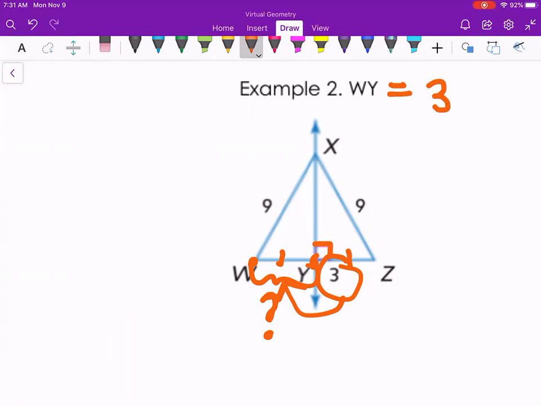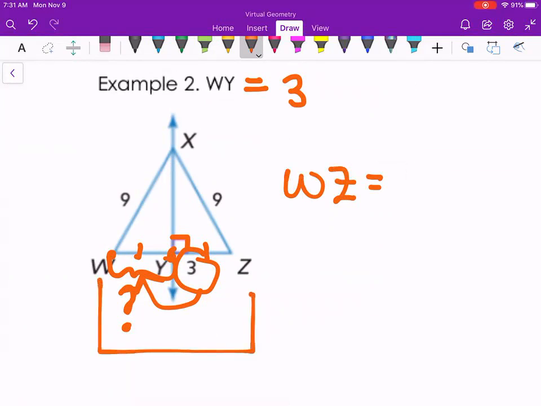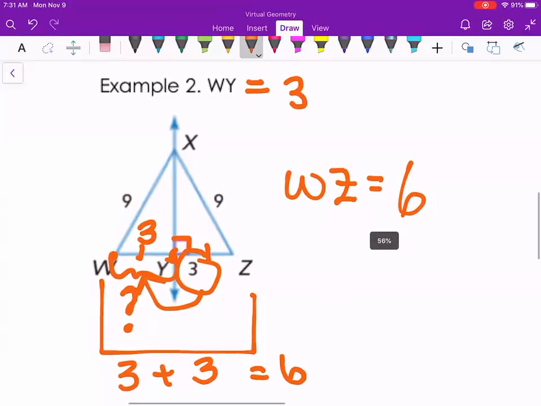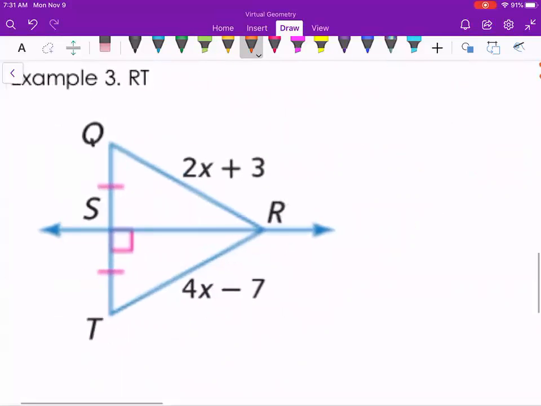Well, what if I needed the whole way across? We don't specifically need it for this question, but we're going to go ahead and do it. So let's say we needed WZ. WZ is all the way across. Well, remember, if one half is 3, so is the other, which means both pieces just need to be added together. So again, we've seen if we only need half and then if we need the whole way. So let's see what happens now when we bring in some algebra.